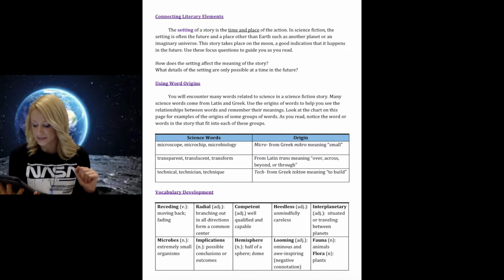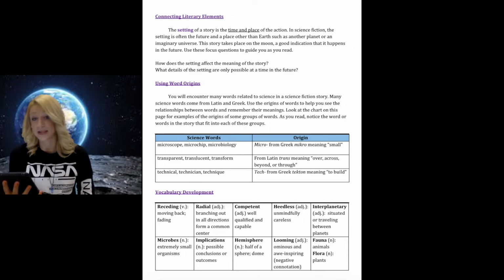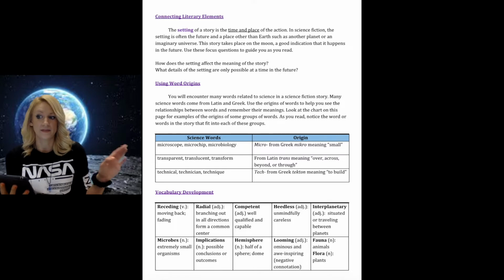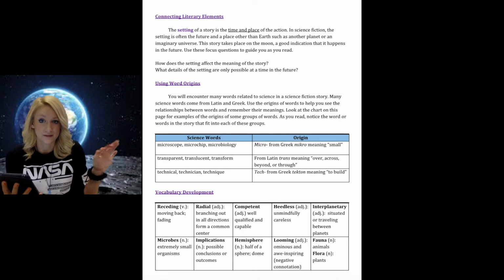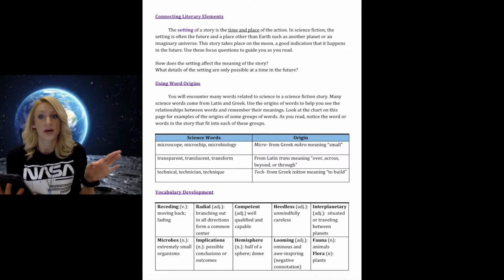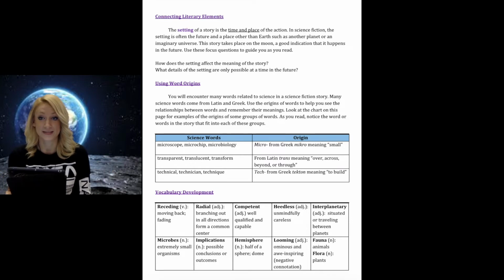We have hemisphere, which is half of a dome. And then we have looming, which is ominous and awe-inspiring. This usually has a negative connotation. If something is looming, it's off in the background and it has a negative effect on something. You're worried about it. So those are our vocabulary words.